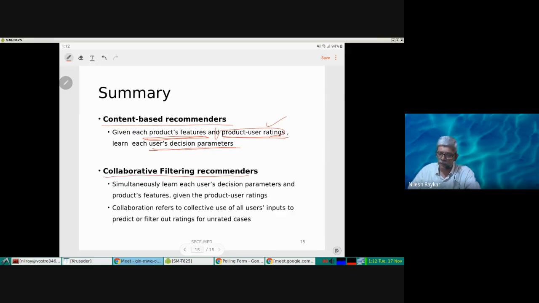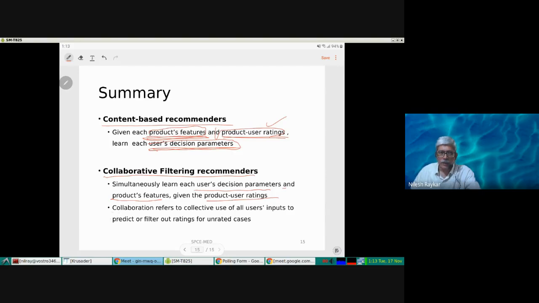The collaborative filtering in its most basic form works in the opposite way. In this case, you need the user decision parameters and then you can obtain the product features. But in the most complete form of collaborative filtering, we obtain simultaneously the user's decision parameters and the product features, given the product user ratings.